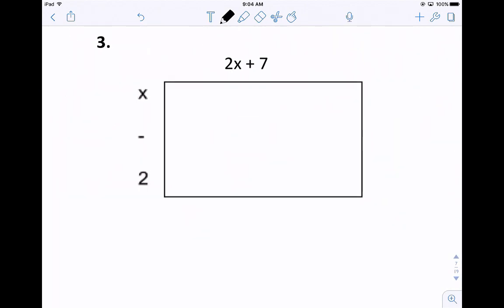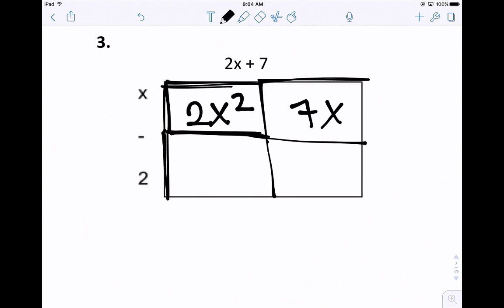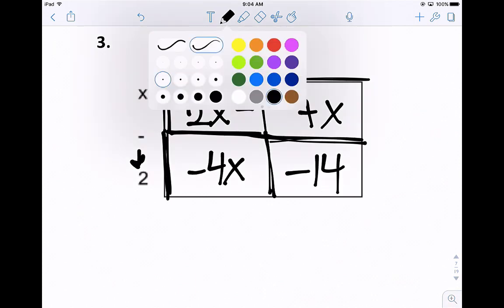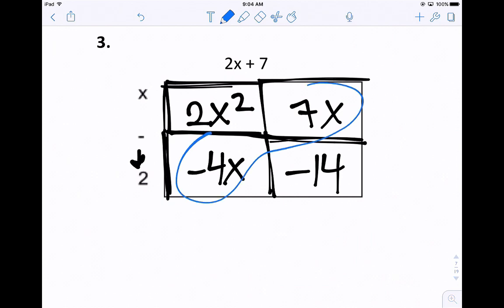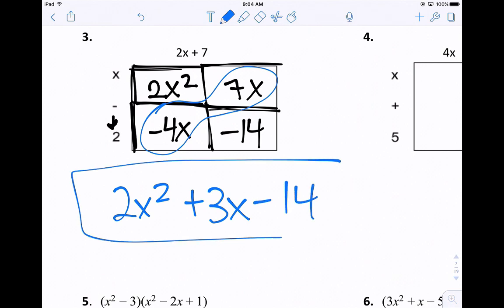The next one, just keep it black. Again, we'll draw our lines. Here we have a 2x times x, which is 2x squared. Here we have a 7 by x, which is 7x. Here we have 2x times negative 2. So the negative goes with the 2 right here. So that's negative 4x. And then we have 7 times negative 2, which is negative 14. We'll combine like terms right here. And we'll get 2x squared plus 3x minus 14.